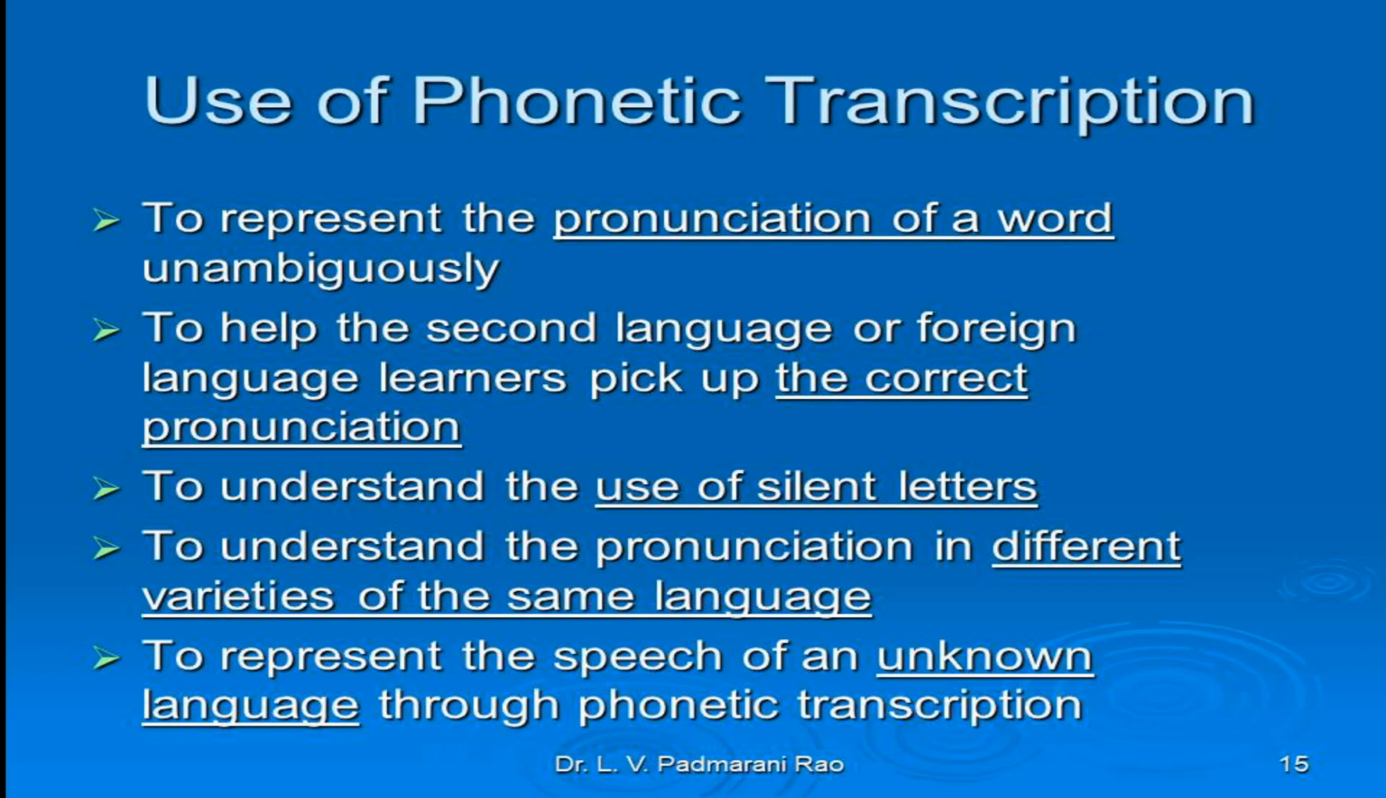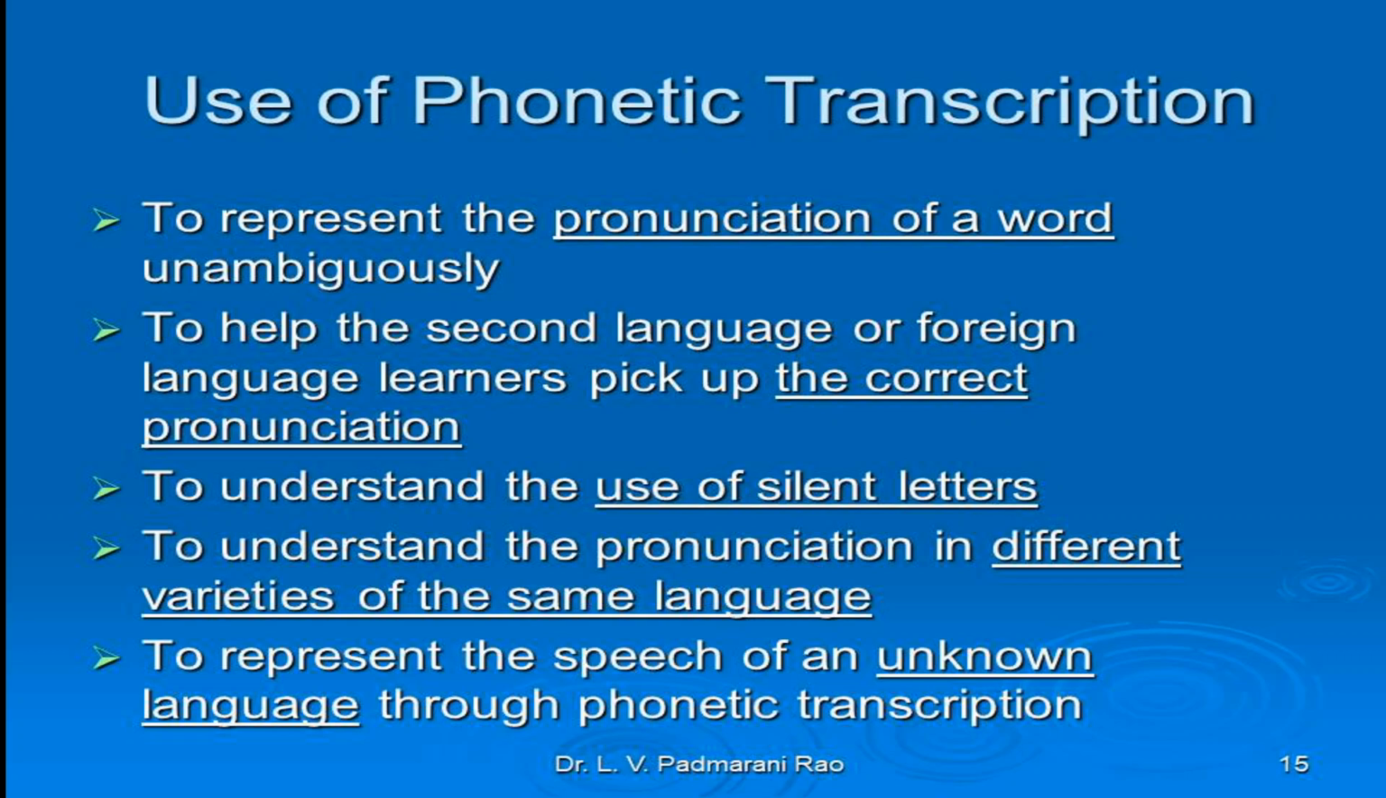Number three is to understand the silent letters and thereby differentiate the letters and sounds of any language. We just saw in the previous slide two examples where silent letters were used. P in psychology and B in lamb. So using phonetic transcription, all of us can understand what letters stand silent and what exactly is the pronunciation of that word. Number four, phonetic transcription helps us to understand different varieties of the same language.